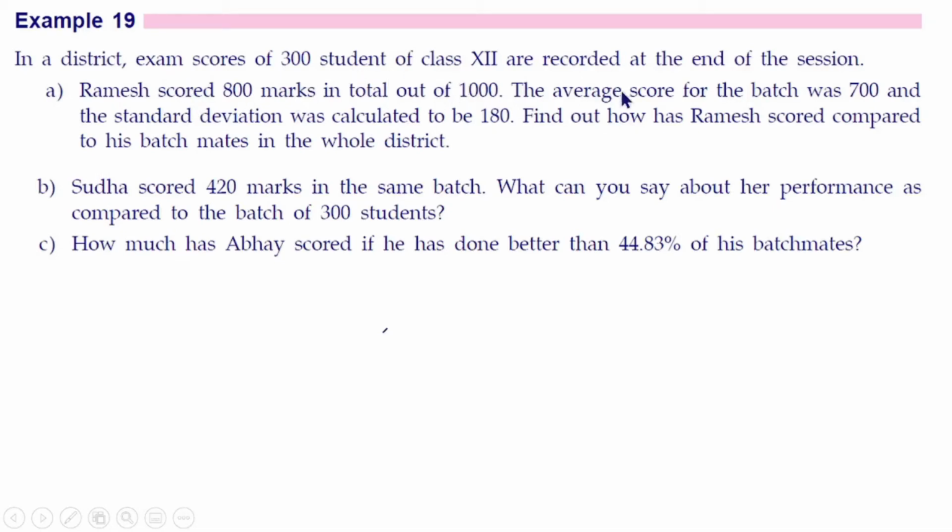So here it is given the exam scores of 300 students of class 12 are recorded and the average score for the batch was found to be 700 and standard deviation was calculated to be 180. Ramesh has scored 800 marks. We have to find how much has Ramesh scored compared to his batchmates in the whole district. That is, we have to compare his performance with the performance of others who have scored less than 800 marks.